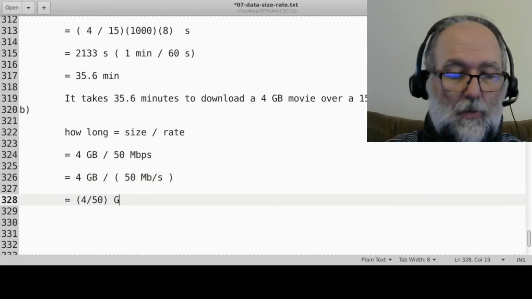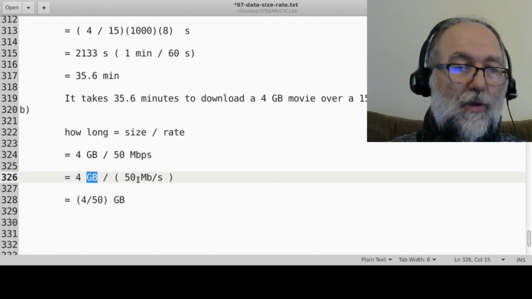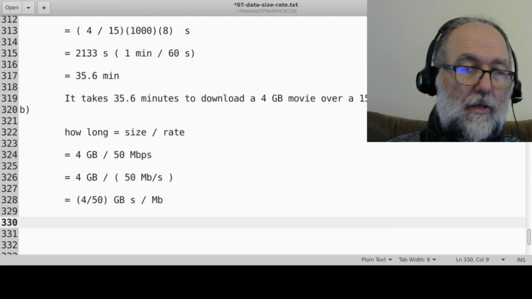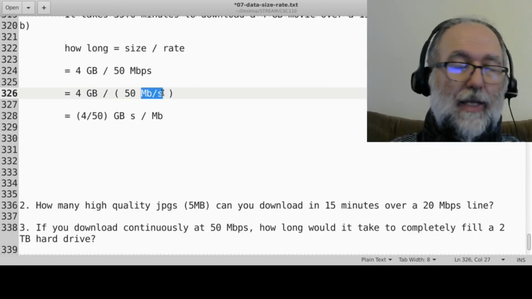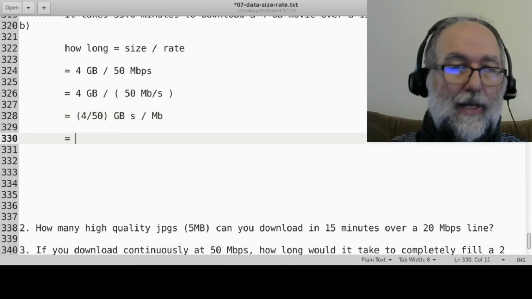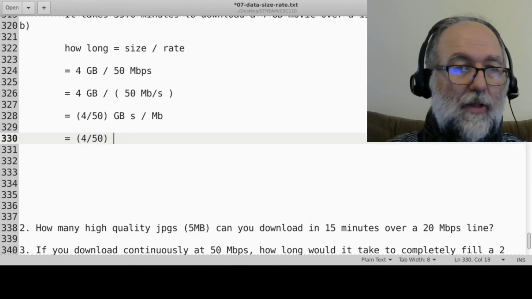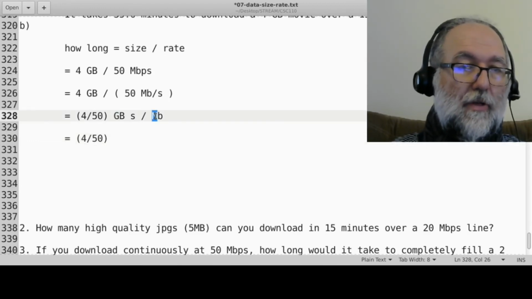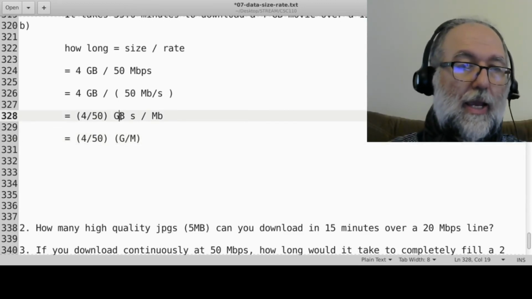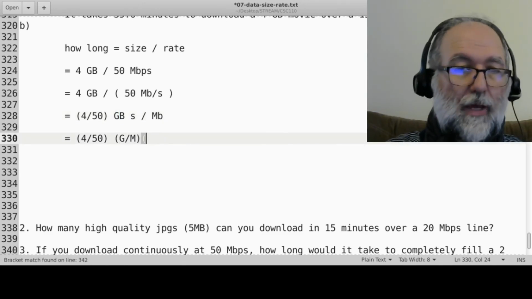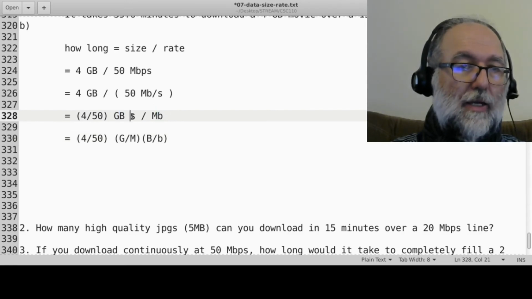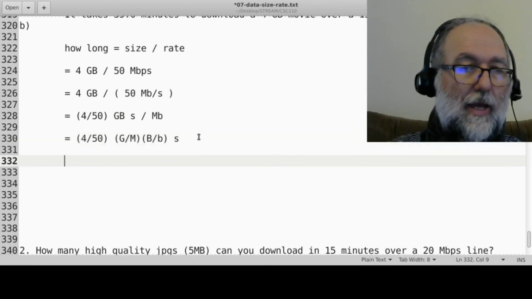And now let's isolate the units. We got gigabytes in the numerator. We got a fraction in the denominator, but it becomes the reciprocal in the numerator like this. So megabits per second in the denominator becomes seconds per megabit in the numerator. And then we still have that 4 divided by 50 here. Let's put the metric prefixes together. So we've got G divided by M. And let's put the bits and the bytes together. We got B divided by little b. That's in the numerator, that's in the denominator. And then the seconds, that's just going to go along for the ride, like that.